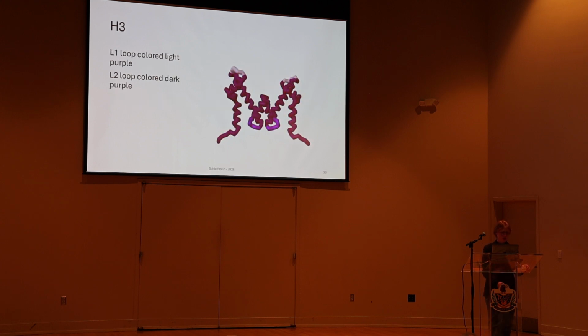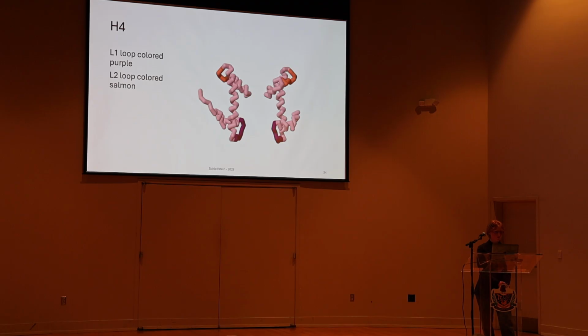And then for H3, as it's further inside, it doesn't have as many domains shown, as it didn't matter as much for the structure of the surface. This had the L1 loop at the top colored in light purple, which joins the halves of the tetramer, and the L2 loop at the bottom colored in dark purple. This helps to form the tetramer and give it more structure.